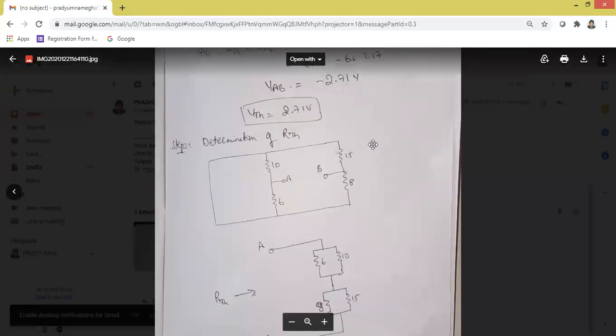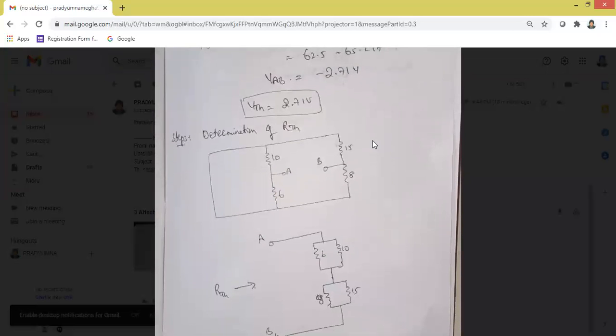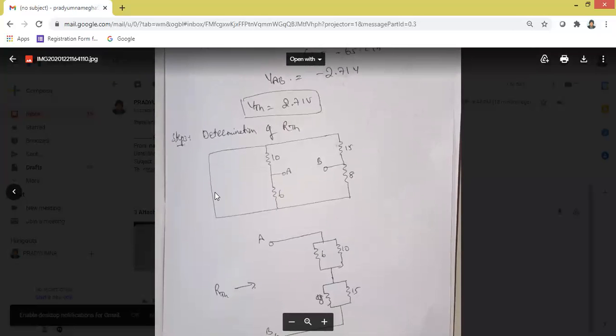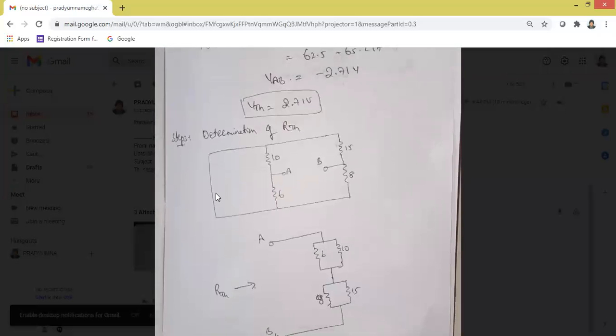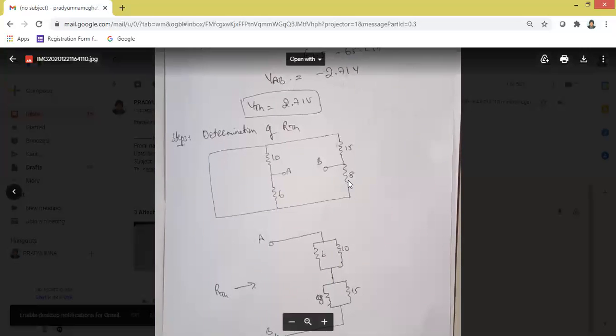We all know that Thevenin's resistance is the equivalent resistance seen from the terminals A and B when all the voltage sources are short circuited and current sources are open circuited. That means in this problem, we are not having a current source, only the voltage source is short circuited, that is, it is replaced by a copper wire, in the same circuit.